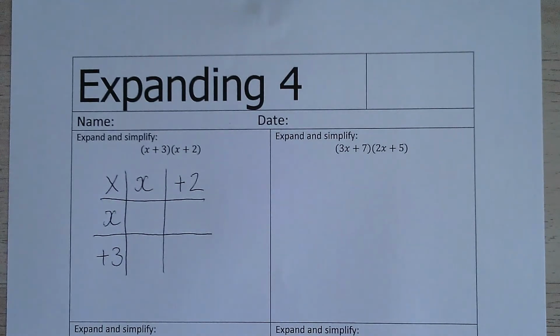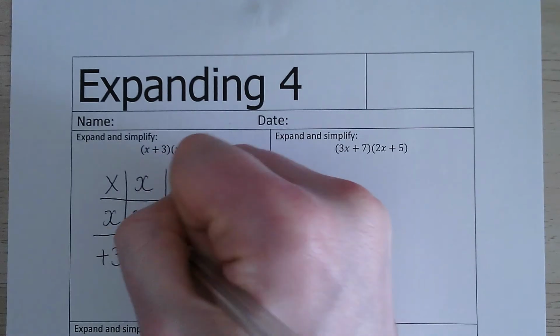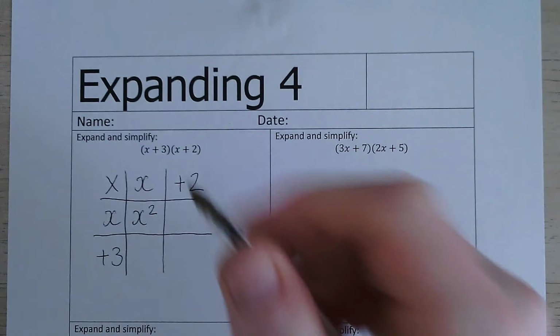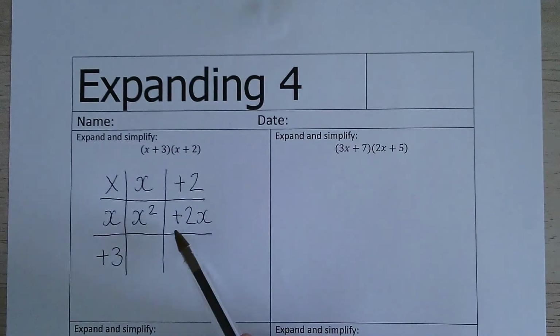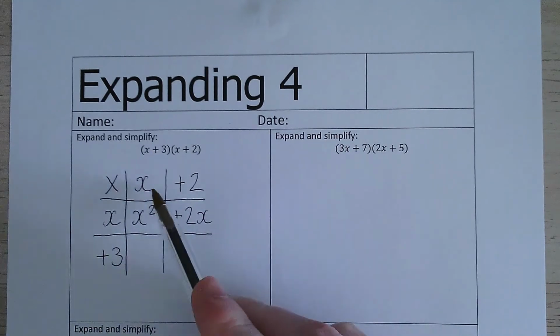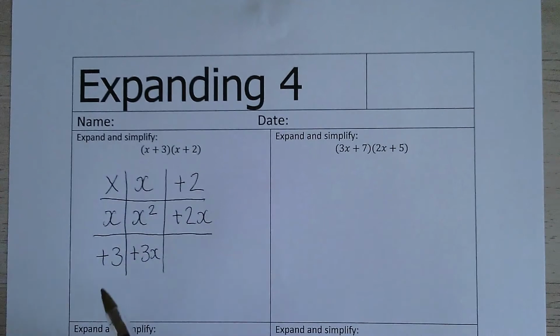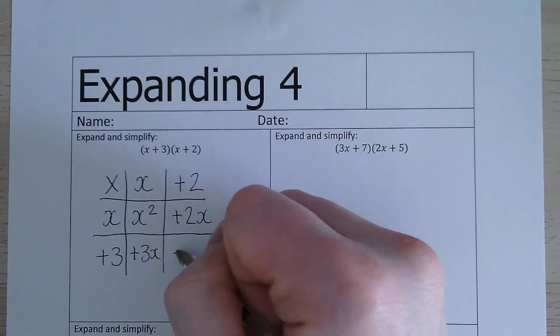So now we multiply our terms together. x times x is x squared. x times positive 2 is positive 2x. And again, we need to make sure that we include the symbol in our answer. Positive 3 times x is positive 3x. And positive 3 times positive 2 is positive 6.